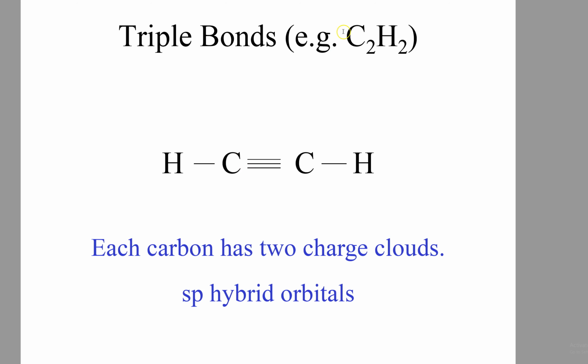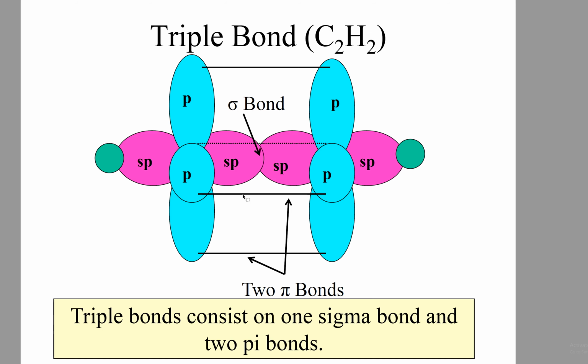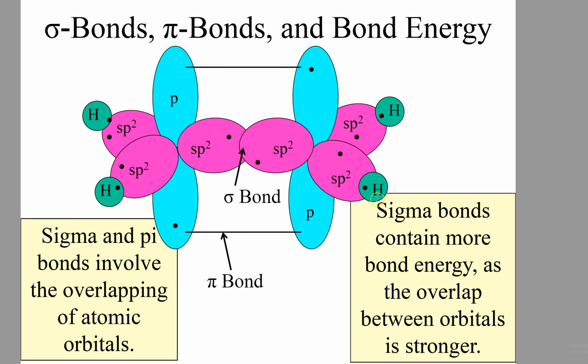Now for triple bonds, a little bit different story. Triple bonds have C2, for example C2H2. This one has two charge clouds, and these are called sp hybrids because they're linear. Again, it really depends on the geometry to tell you whether it's going to be one or two charge clouds. A triple bond contains one sigma and two pi bonds. So you have sp hybrids going around with each other along with the p's, and they're basically going to be in a linear form.